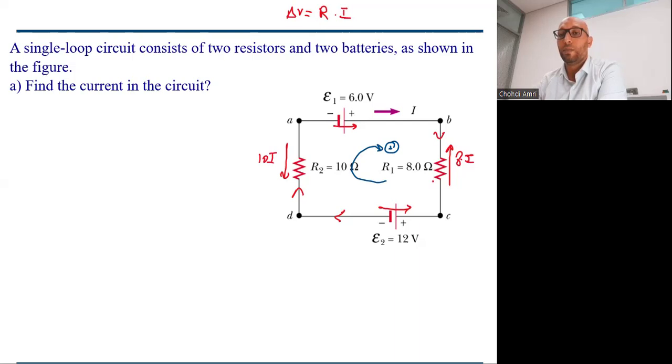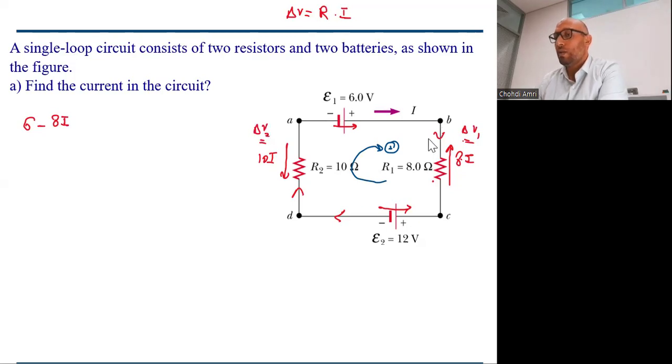So we can write epsilon1 is with the positive direction, so we can write 6 volt. Then let's go. The positive direction is going downward, but the potential difference is going upward. So we write minus 8I, because this is the potential difference across R1. We can write this is delta V1, and this is delta V2.